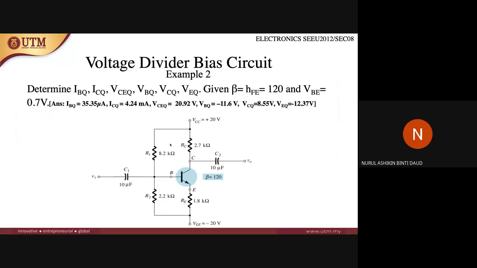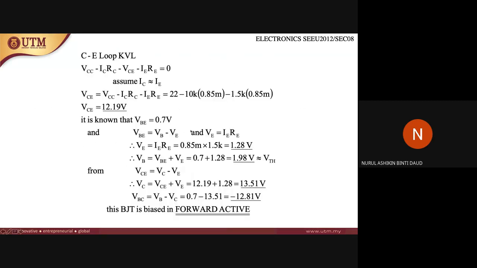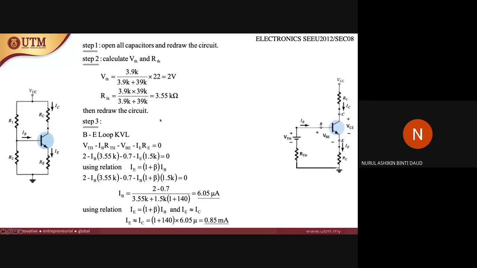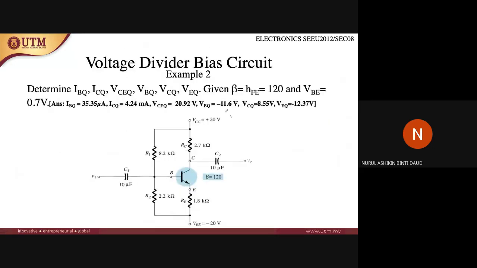Next, look at the other example. For this example, be careful. There are two supply voltages for this circuit. Just now, for example 1 that we have done, there was only one supply voltage, VCC. But for example 2, there are two supply voltages, VCC and VEE.